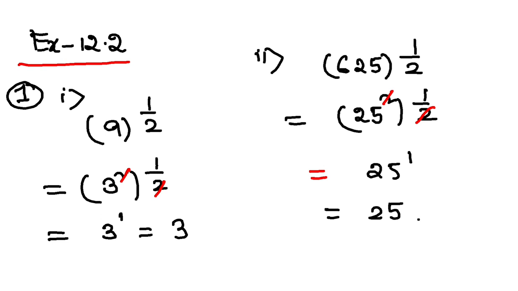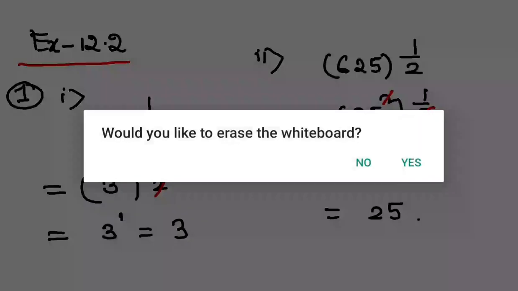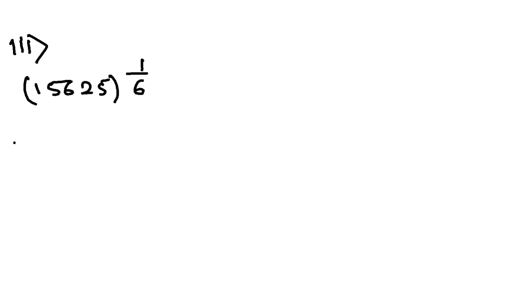Now let's go to question number 3. Now we have a bigger number, 15625 whole to the power 1 by 6. Now since the number is large over here, what I will do is prime factorization, and the last digit is 5, so I will divide by 5.